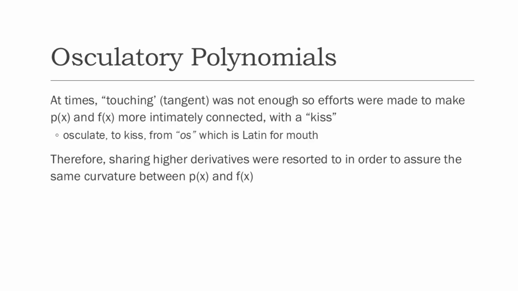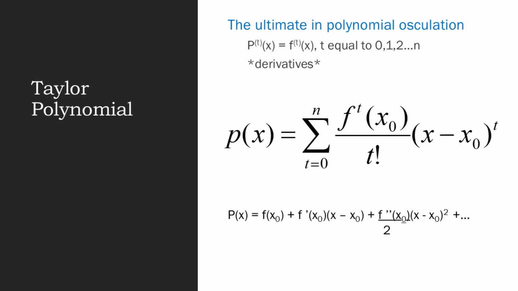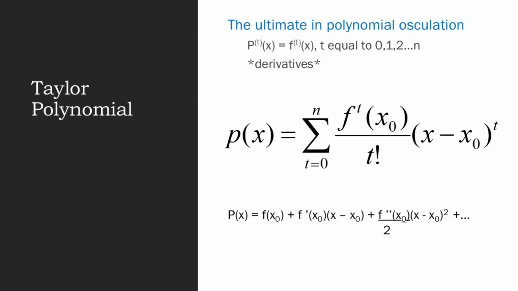It's not enough that they are in the same position. They must be touching, tangent, and they must be kissing, osculate. So these are very intimate polynomials that approximate f of x, the unknown function. So that's an osculatory polynomial, which brings us to the Taylor polynomial. This is the ultimate in polynomial osculation because it's going to share not just 0, 1, or 2 derivatives, but even higher derivatives. And this is the form of the Taylor polynomial.